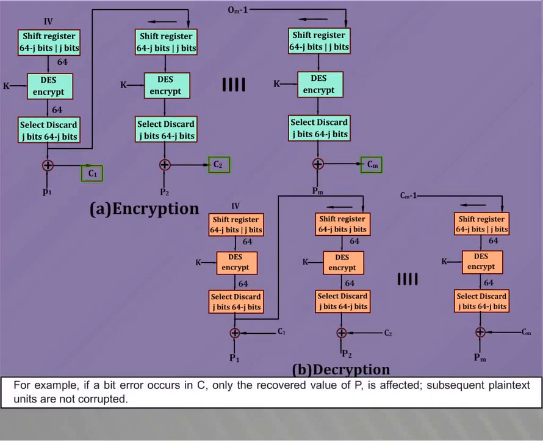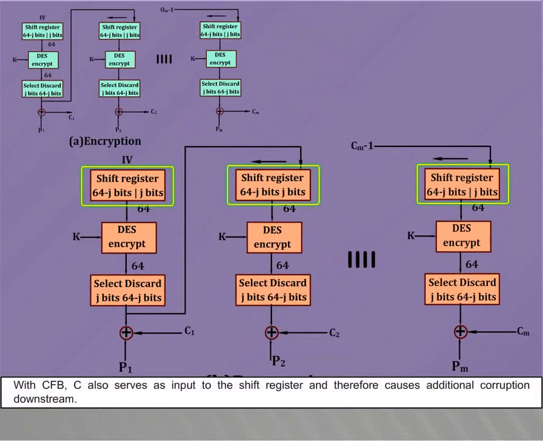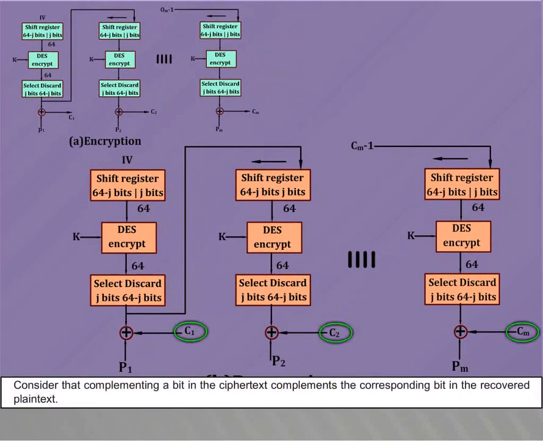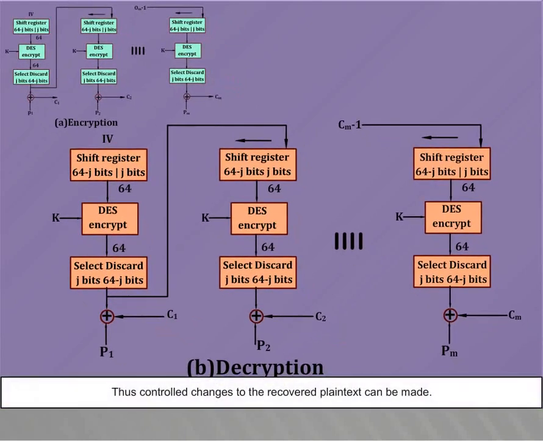For example, if a bit error occurs in C, only the recovered value of P is affected. Subsequent plaintext units are not corrupted. With CFB, C also serves as input to the shift register and therefore causes additional corruption downstream. Consider that complementing a bit in the ciphertext complements the corresponding bit in the recovered plaintext. Thus, controlled changes to the recovered plaintext can be made.